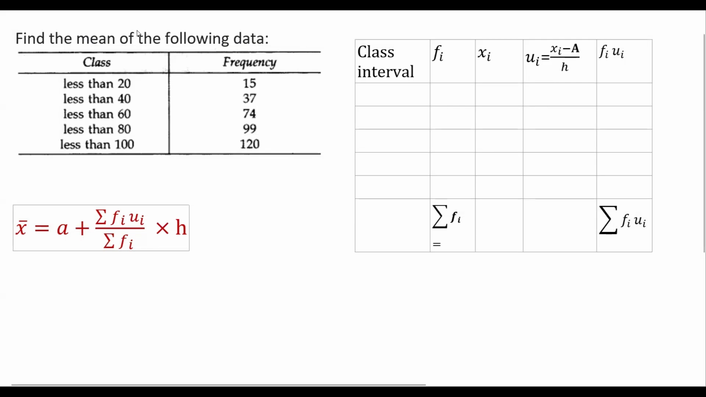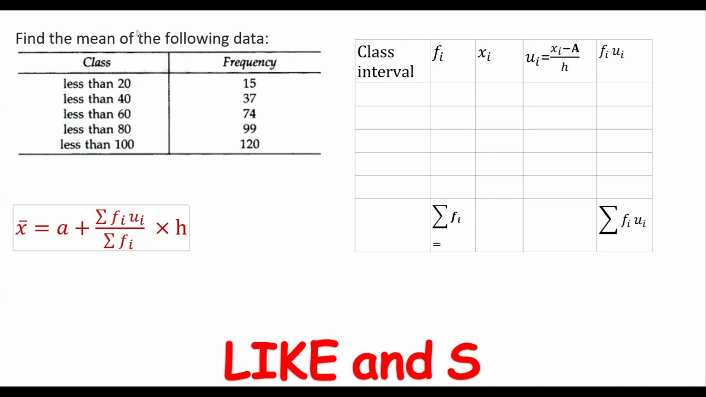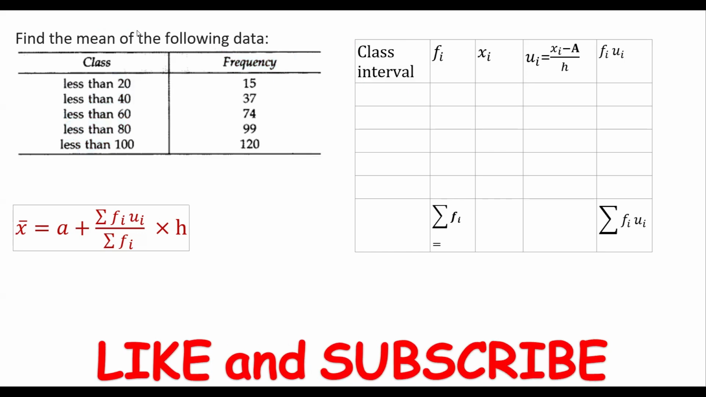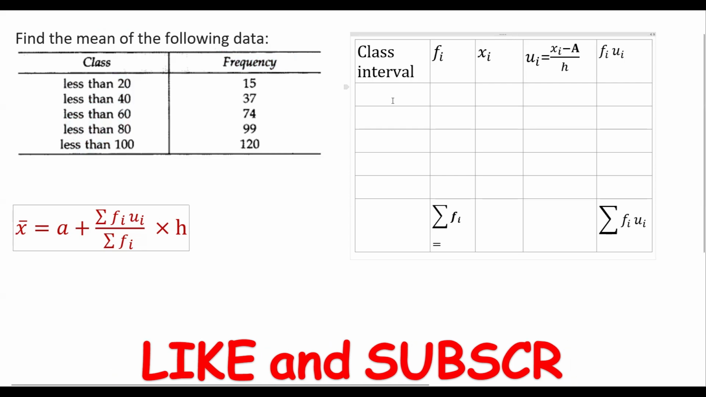The first question that I have taken here is to find the mean of the following data. As you can see, the data here is given in less than type cumulative frequency. And you know that in such a case, first we must convert them into class intervals. Now what I am doing, I have made a table here and that is what I'm going to fill.